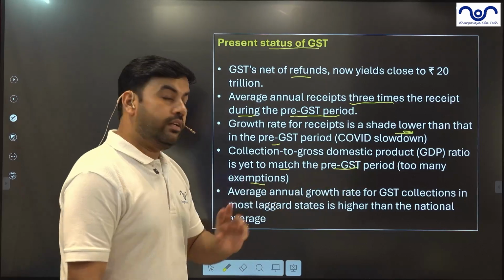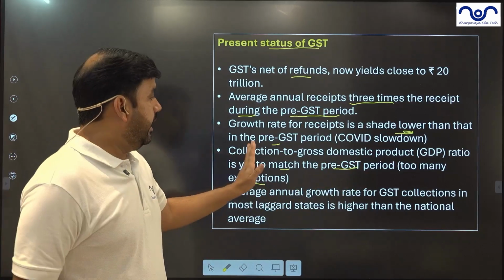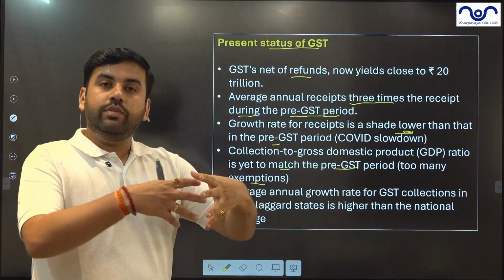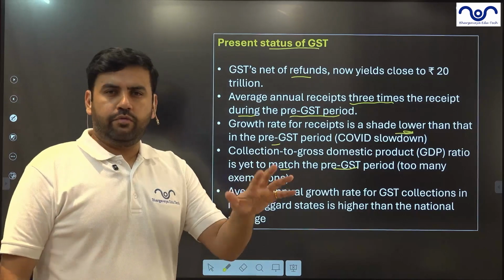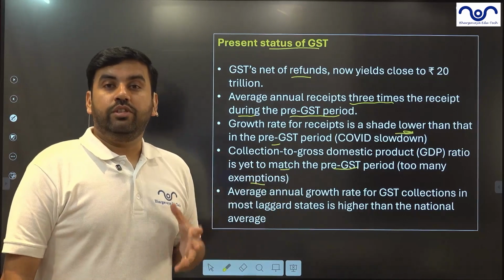Too many exemptions are given now. So the collection is not up to collection to GDP. Collection to GDP, that is, out of the entire GDP that we have, like $4.2 trillion GDP, out of this, how much is coming from GST only?